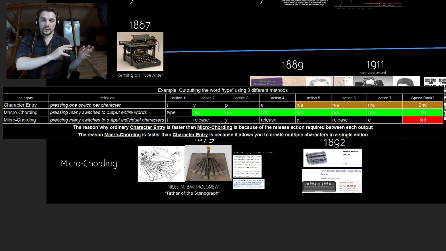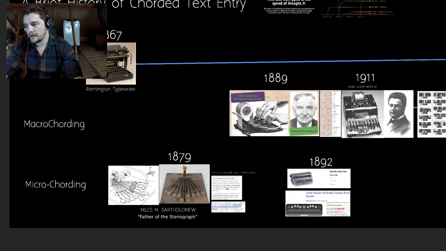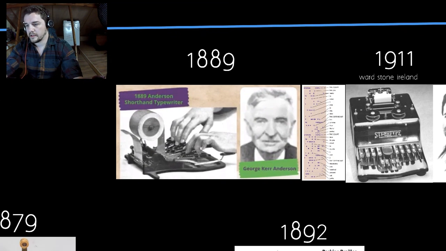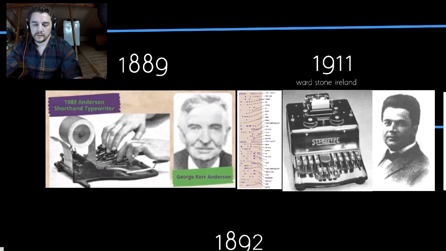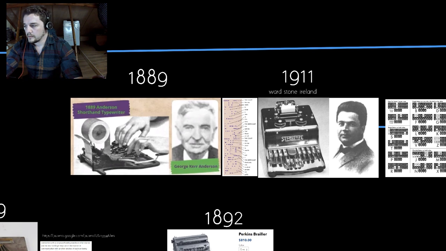Whereas macro-chording is the practice of pressing multiple letters to output entire words, or at least a syllable or other part of a word. And the first macro-chording device that I could find on the internet is this one, the 1889 Anderson shorthand typewriter. I'm going to talk about this at the same time as I discuss and introduce the Wardstone Island stenograph, which is basically the same as the modern stenograph that the company Stenograph manufactures.